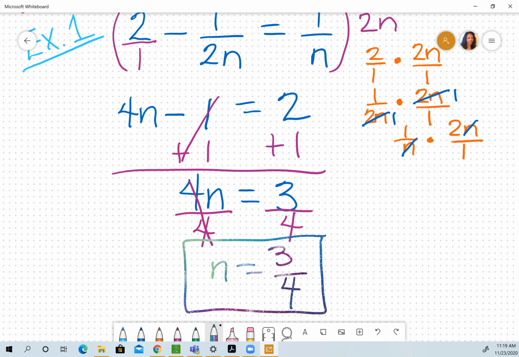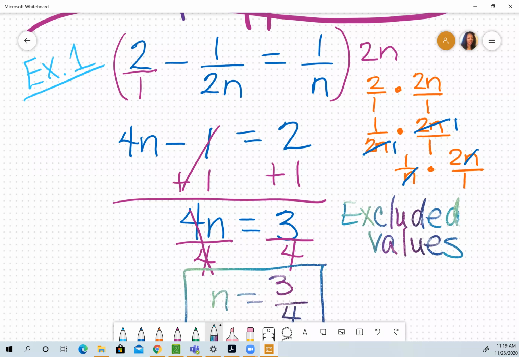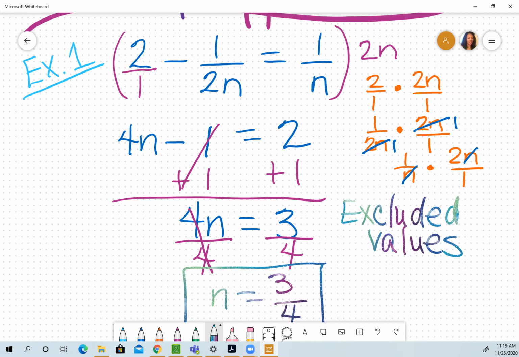Now, I do want to double check to make sure that is true. We talked about this before, and I said last time it wasn't a big deal because we were simplifying expressions, but this time it is a big deal, and that's excluded values. So excluded values, if you recall, are those values that make your denominator equal 0. We don't want that. So if I go back to my original denominator, I see 2n and I see an n. If I set both of those equal to 0, n cannot equal 0.